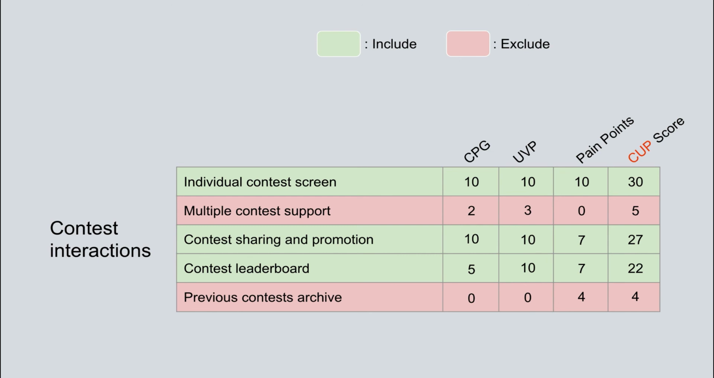So our decisions are made. We're including the individual contest screen, excluding the multiple contest support, including contest sharing and promotion, including contest leaderboard, and excluding previous contests archive.